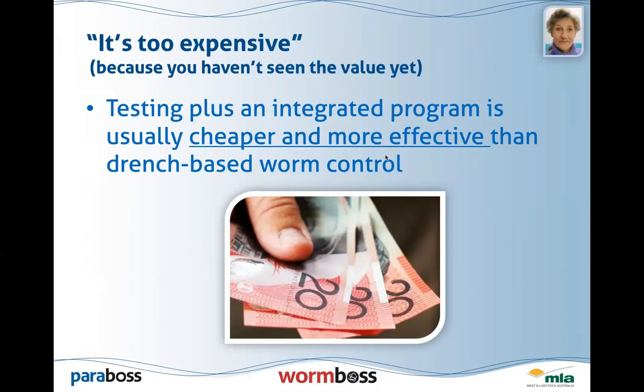I've been using worm testing and the WormBoss program on my property in Guyra, which is arguably one of the highest Barber's pole worm areas in the country. So I've been using that for quite a few years now, and when I started, I was able to drop 3 or 4 drenches a year based on using this program.